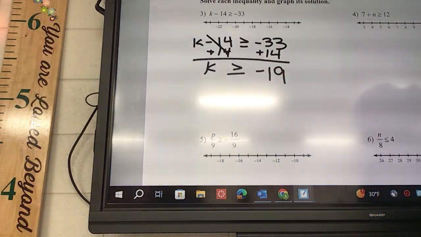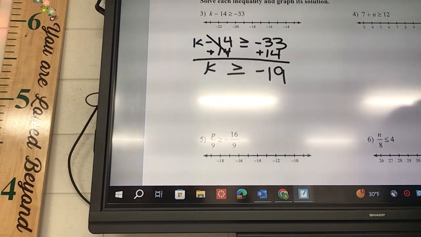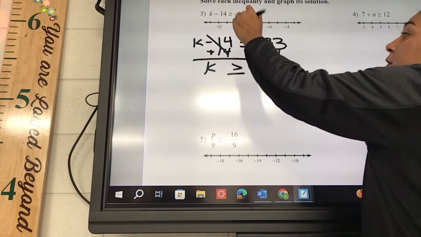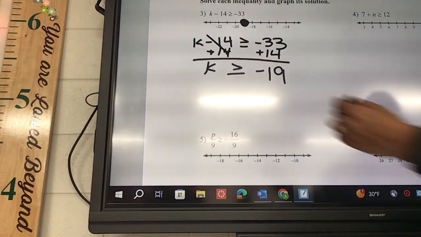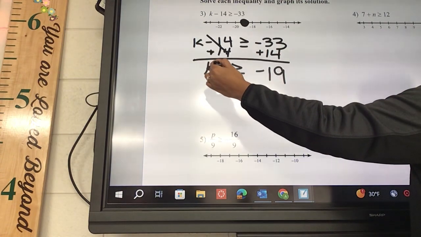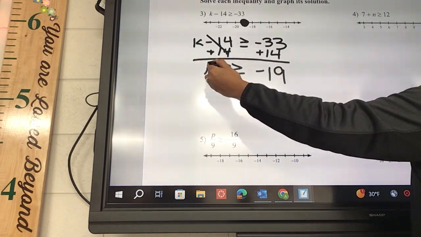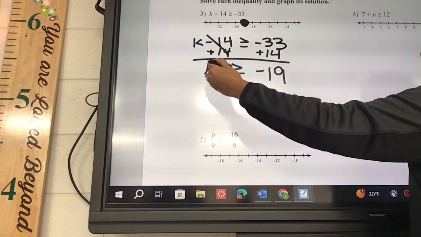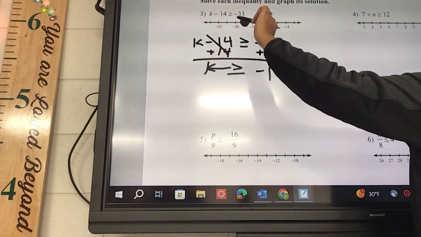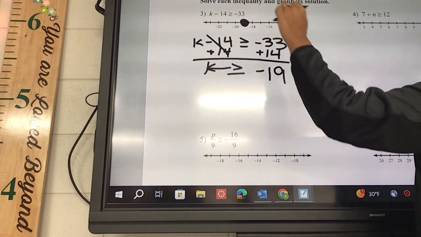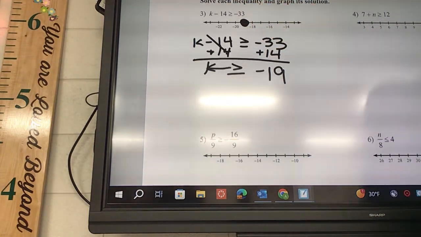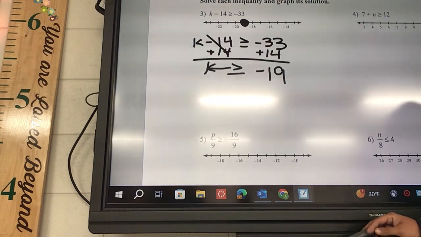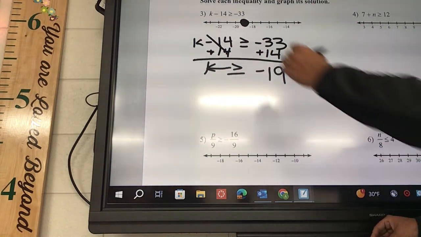Okay, so on the negative 19, is that going to be open or closed? Closed. Okay, so go to the 19, put the closed. Okay, and then it says K is what? Which part of the mouth am I touching first? Big. Okay, what weighs bigger, negatives or positives? The positives.